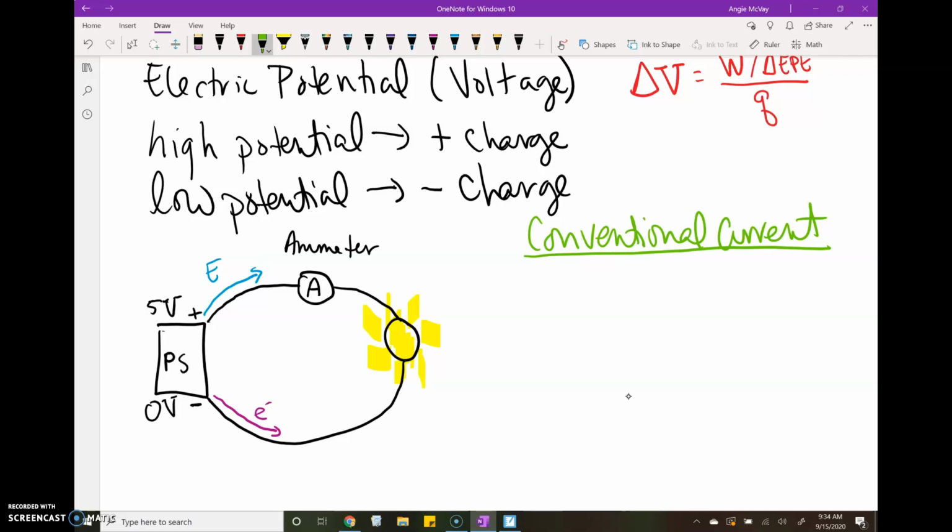Conventional current, okay. Current by definition is charge flow rate. It's the change in charge over elapsed time, right? And that would be in units of coulombs, the unit of charge, per second.